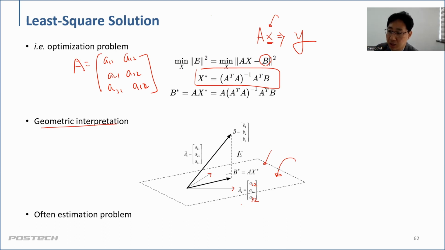But in the general case, the B vector doesn't have to be on that plane. It will be out of the plane like that. Then having different values of X, there's no way that we can reach the vector B. There's no way that we can do it. That means there's no solution. There's no exact solution of X.